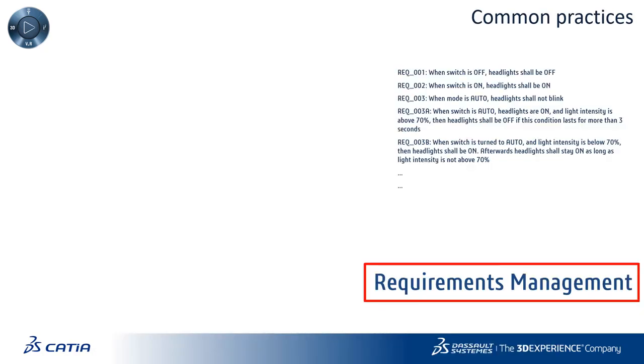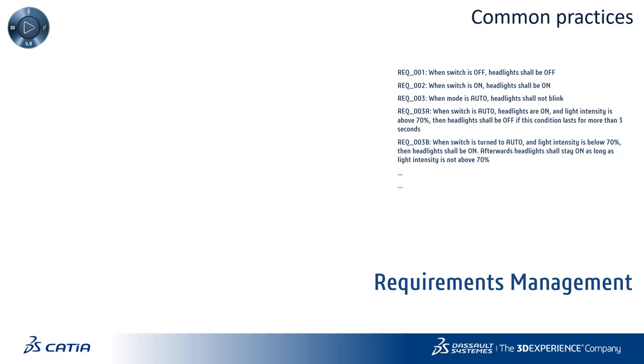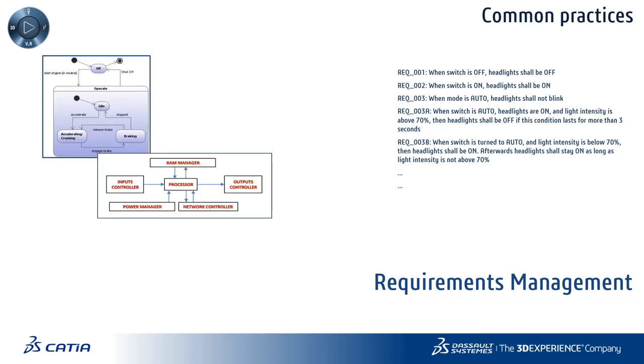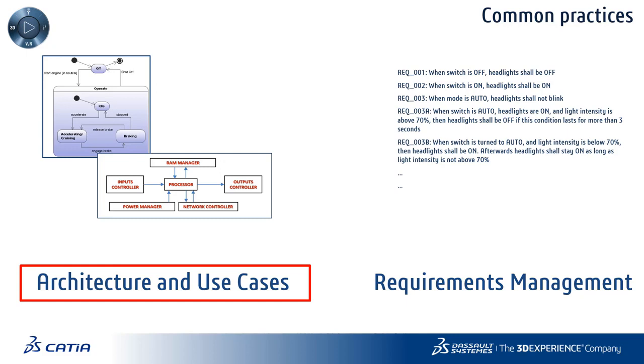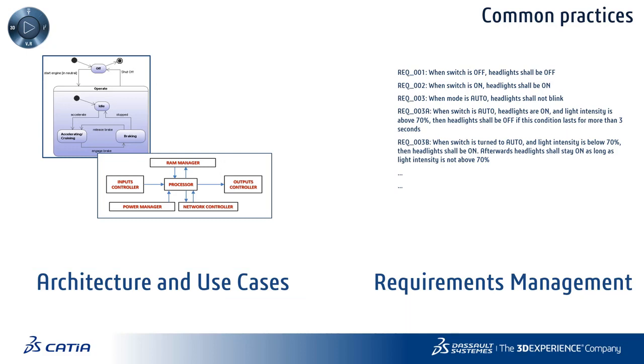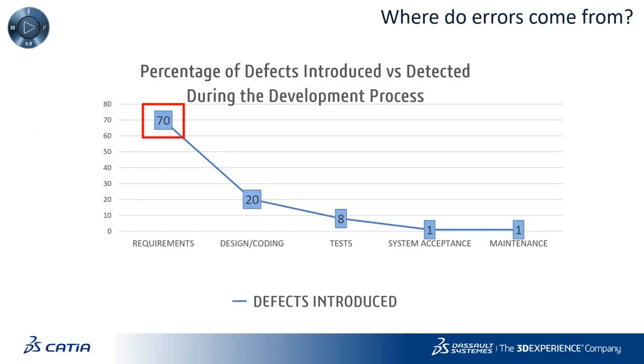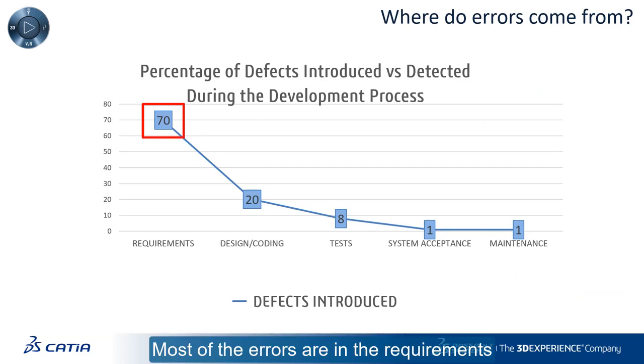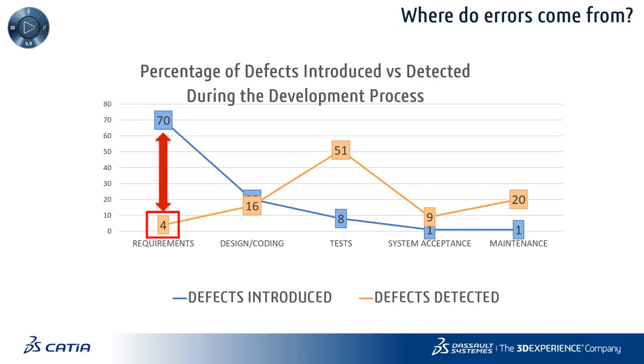Requirements management tools bring traceability and versioning capabilities, and MBSE tools help capture the architecture and the use cases of complex systems. However, despite this, most errors are introduced during the specification phase, when writing the requirements, and very few of these errors are discovered at this time, generating rework, delays, and additional costs. Why are we in this position?